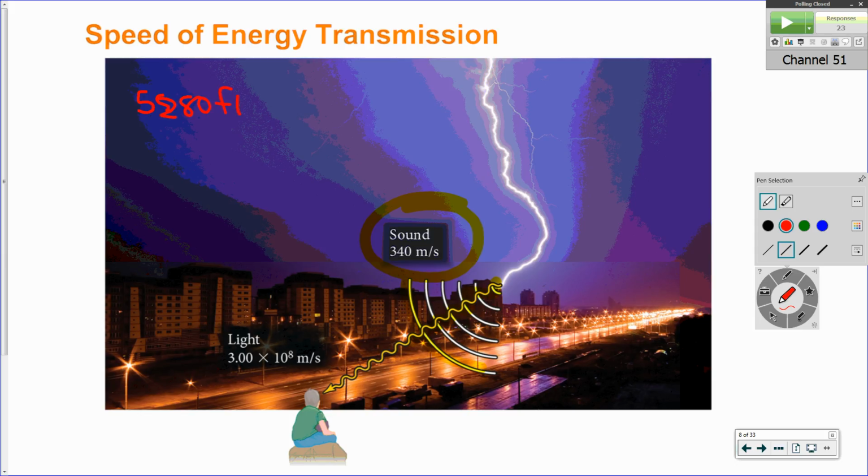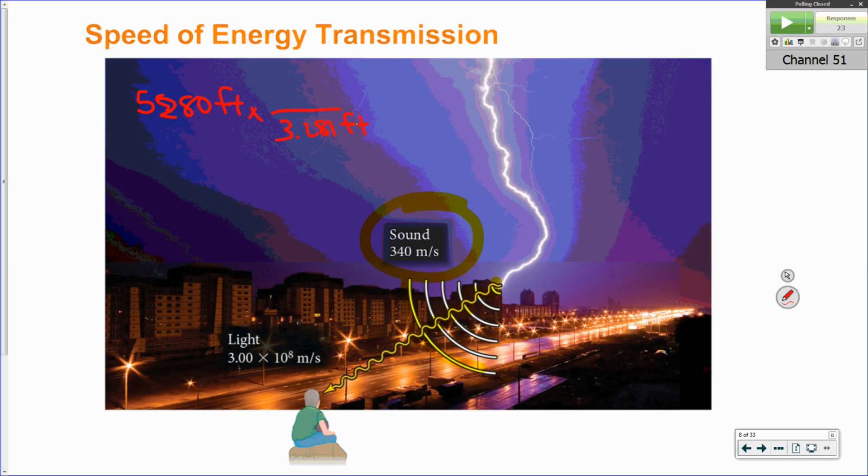So if it's 5,280 feet in a mile, times there's 3.281 feet per meter, and if sound is moving at 340 meters per second on a typical day, and that changes with temperature, pressure, humidity, a lot of things make that change from 340 just a little bit. But let's see how long that would take. So 5,280 divided by 3.281 divided by 340, right? It's about 4.7 seconds. Okay, so sound travels about 4.7 seconds.